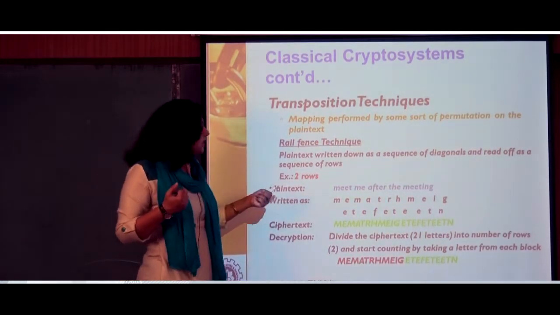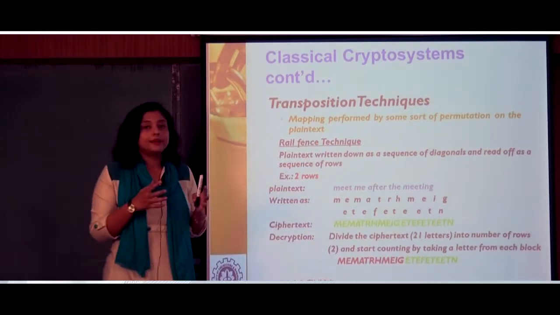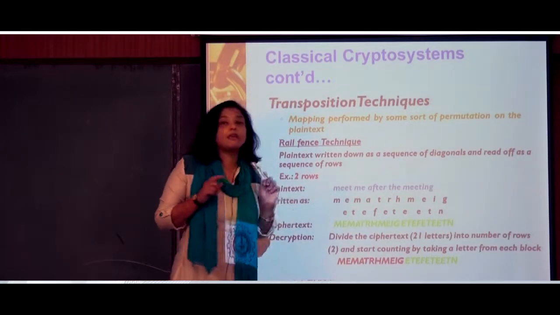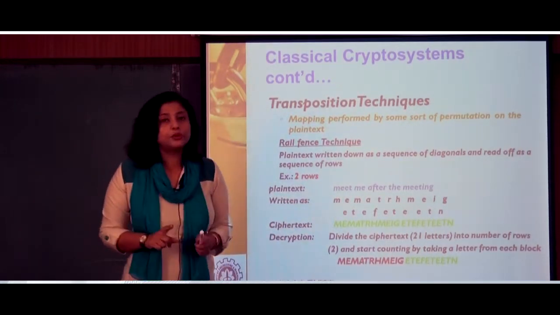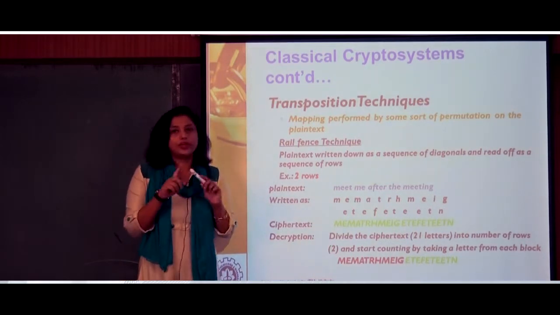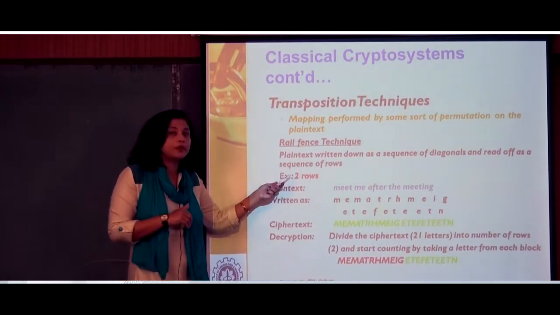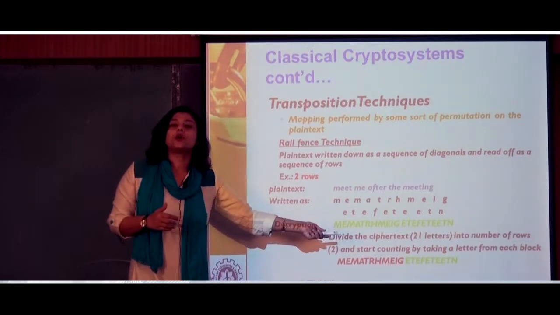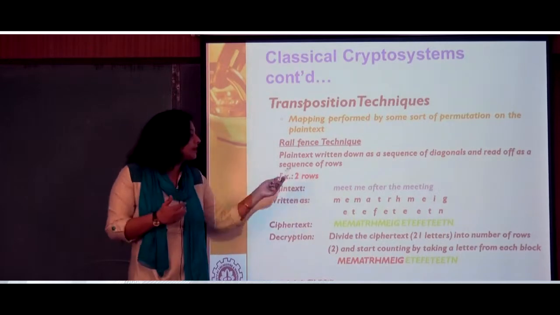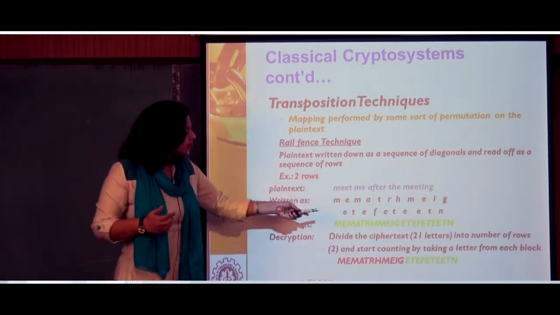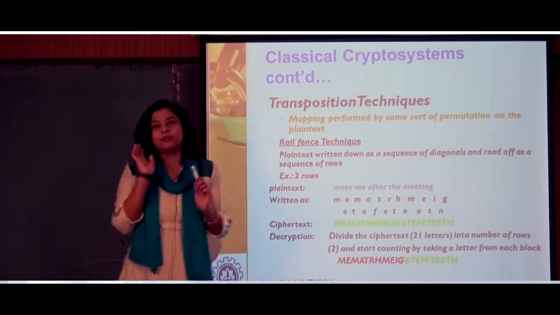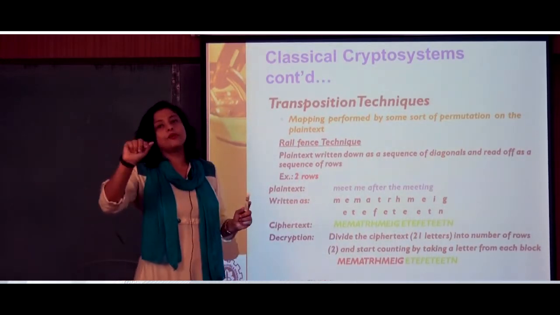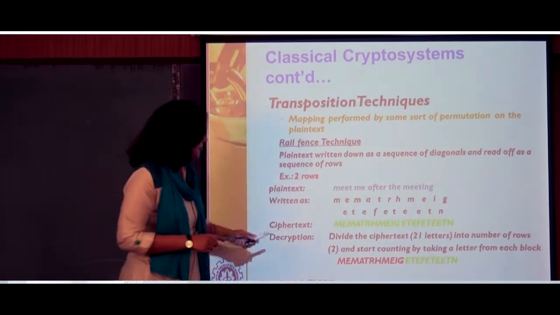What you have to do? You have to divide the ciphertext letters into number of rows. Here, the letters are 21 in number. So, what you need to do? You add 1 to it. That means you get 22 divided by the number of rows. So, if it is odd, you add 1. Since 21 is odd, you are adding 1 because you have to divide by 2, which is even. So, if you divide by 2, you get 11. So, the first row will consist of 11 letters and the second row will consist of the remaining letters.